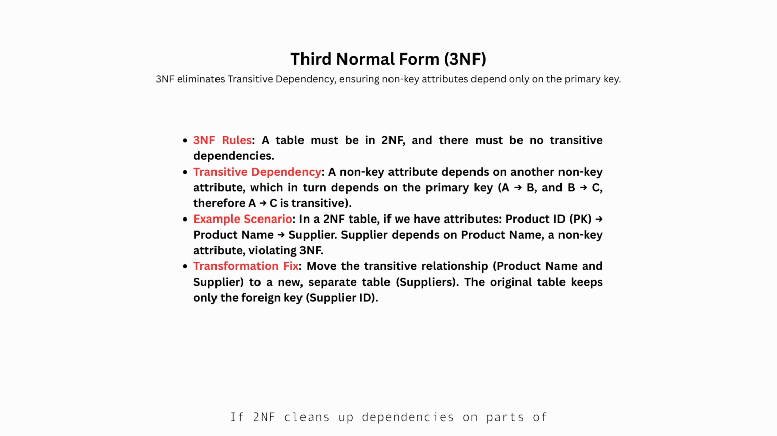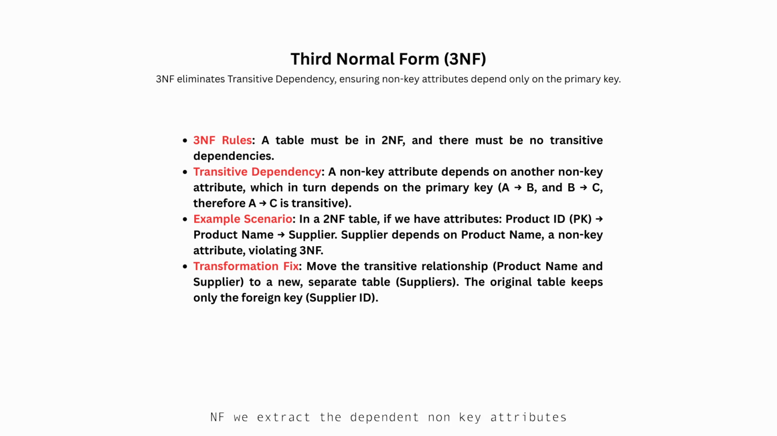If 2NF cleans up dependencies on parts of keys, 3NF cleans up dependencies between non-key attributes themselves. This is called transitive dependency, often phrased as: a non-prime attribute cannot depend on another non-prime attribute. Think of it like this. In a table storing employee details, if you have employee ID determining department ID, determining department name, then department name is transitively dependent on employee ID through department ID. This violates 3NF, as changing the department name requires updating every employee record in that department.